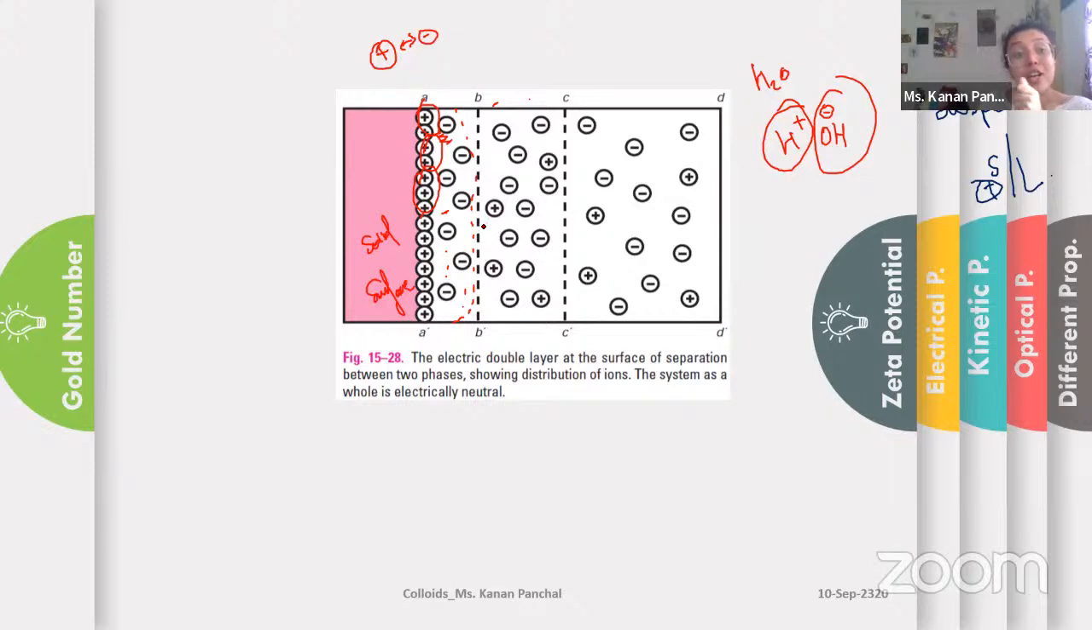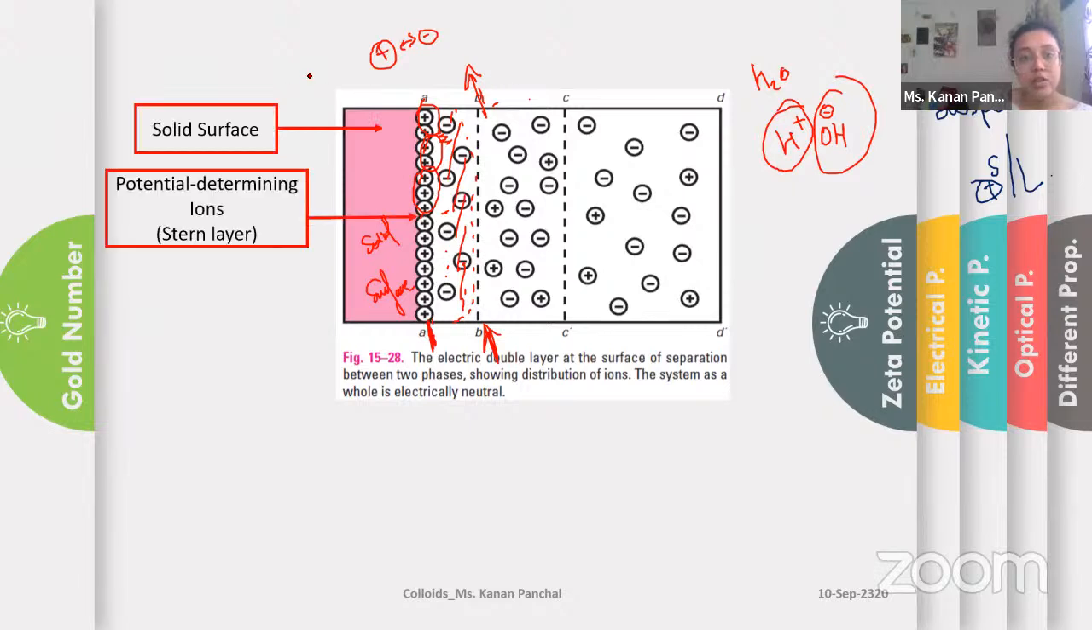So when you apply shear, when you apply some movement, this whole region will move. We might think that shear is applied only on the solid, but no. This region also experiences shear because it is so closely associated. That is why this region is called the shear plane region. This is the solid surface. This is called the stern layer, and this will help in determining the potential. Hence, it is the potential determining ion.